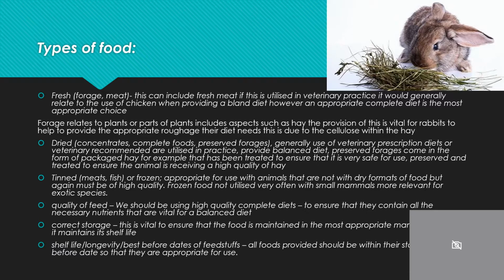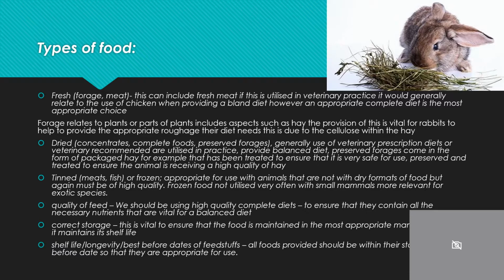We can also talk about forage in relation to plants or parts of plants, and that's going to include aspects such as hay. For example, the provision of this for our rabbits is particularly important. It helps to provide them with the appropriate amount of roughage for their diet needs, and that is due to the cellulose that's provided within the hay.